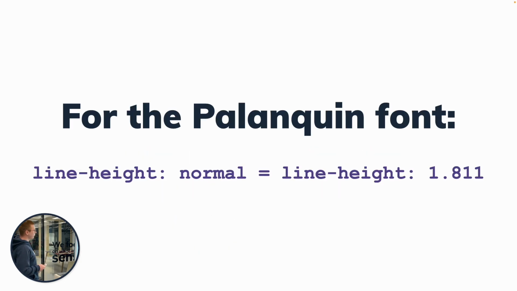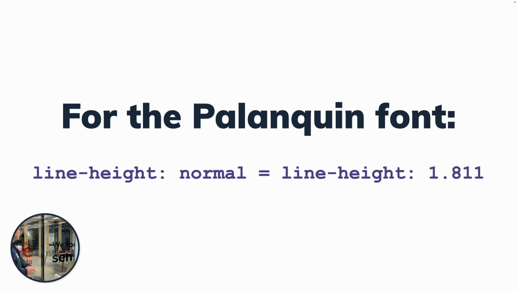And what we also learned from this is that the line height of normal for this specific font actually equals a line height of 1.811. And if you think about it, this tells you that line height normal means something different for every font because it's relative, or specific, to this font's metrics. So that's why line height normal sometimes is a bit weird if you try to use it.